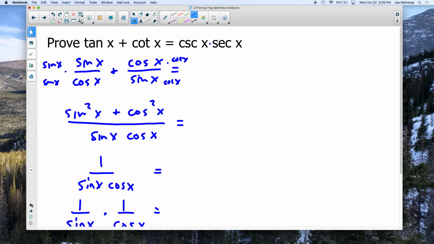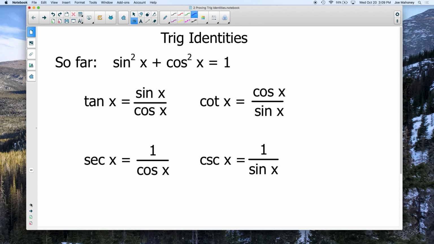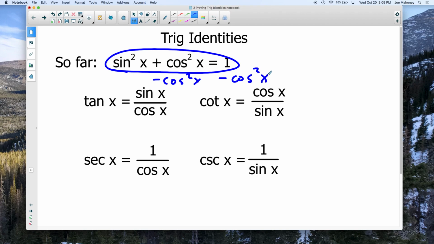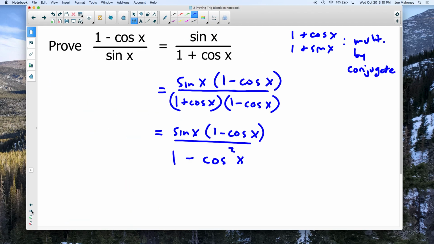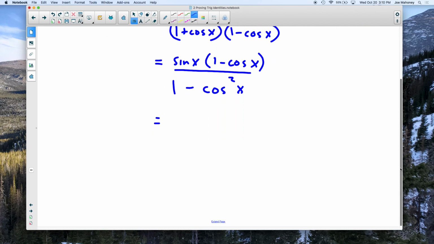Let me go back a page or two. One more page. If I take this identity here, I can rewrite this by subtracting cos squared x to the other side. And what it gives me then is that sine squared x equals 1 minus cos squared x. And likewise, I can rearrange the terms to solve for cos squared equaling 1 minus sine squared. So that's my substitution I'm going to make. I'm going to take this 1 minus cosine squared term, where is it? There it is. And I'm going to replace it with sine squared x.